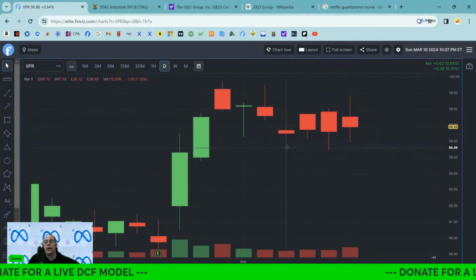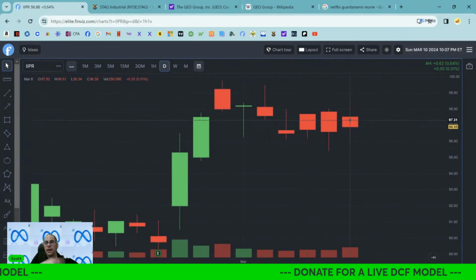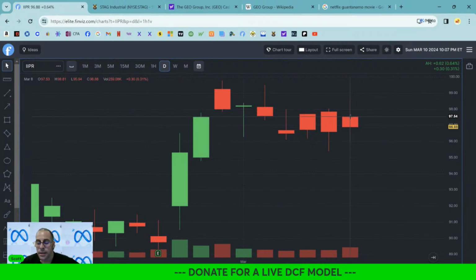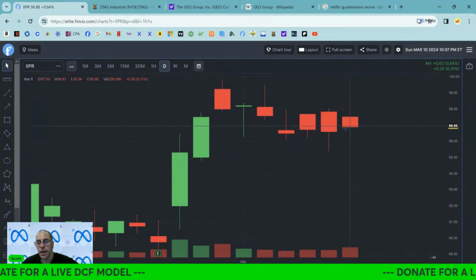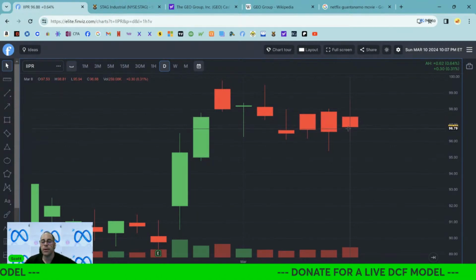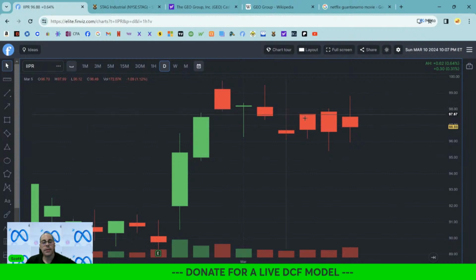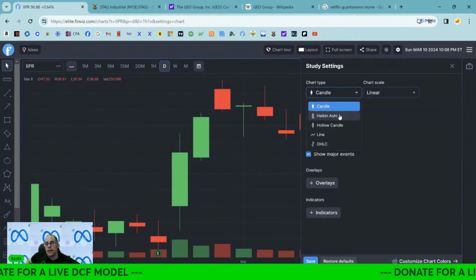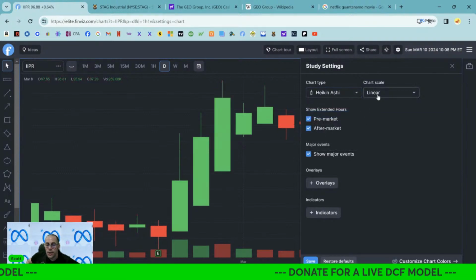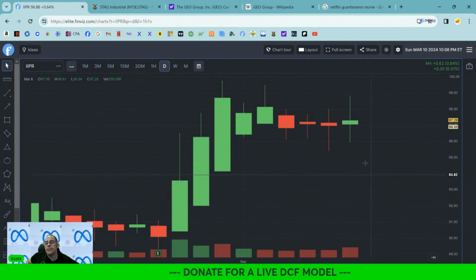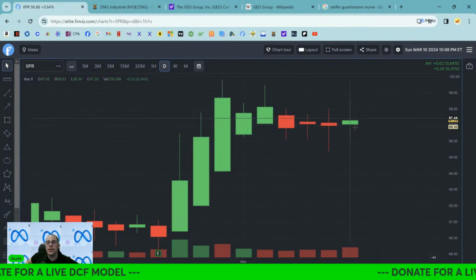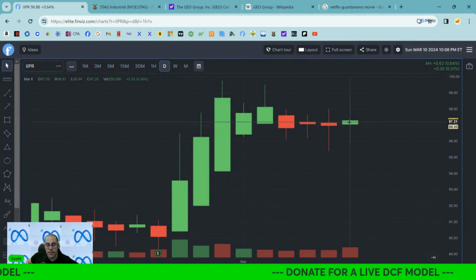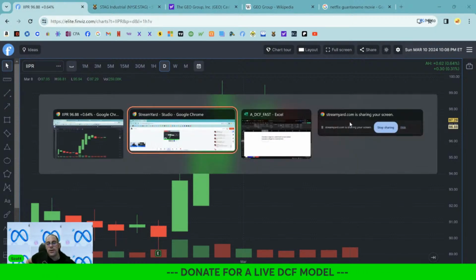Because on the last trading day, which was March 8th, last Friday, this stock opened up here. It opened at 97.53. It closed down here because it's red, so it has to open on top, close on the bottom. So it was a down day. Heikin-Ashi, if I'm saying that right, it smooths out the last few trading days. So it appears, even though it went down, it appears as a green candle. I'm not too sure.